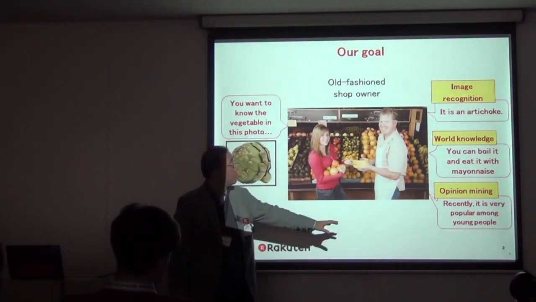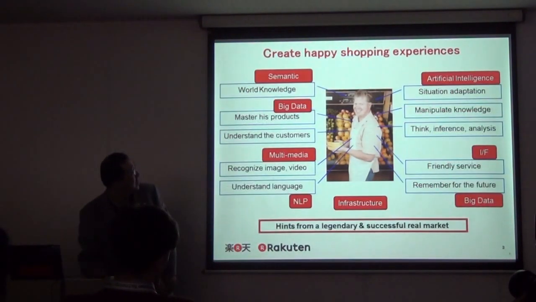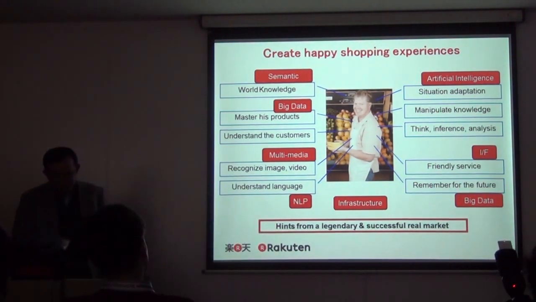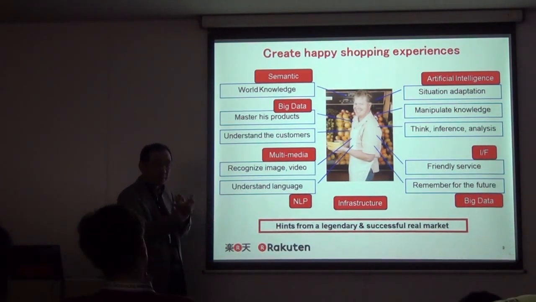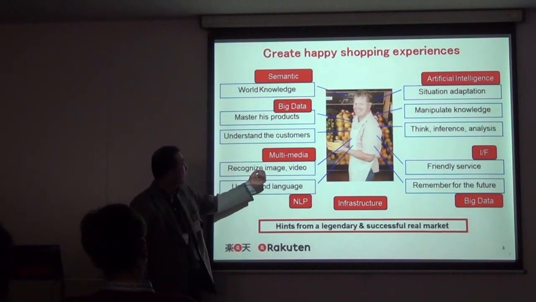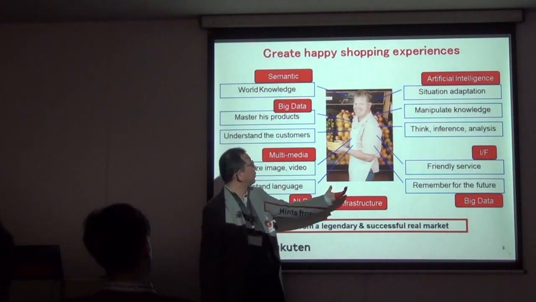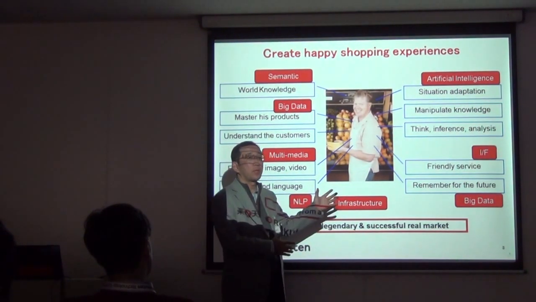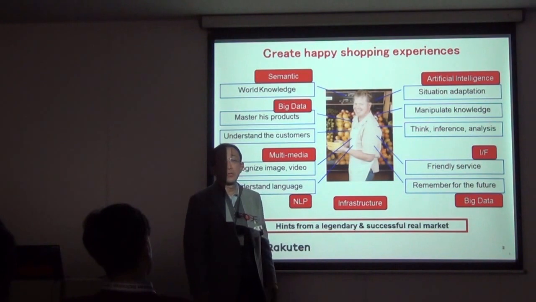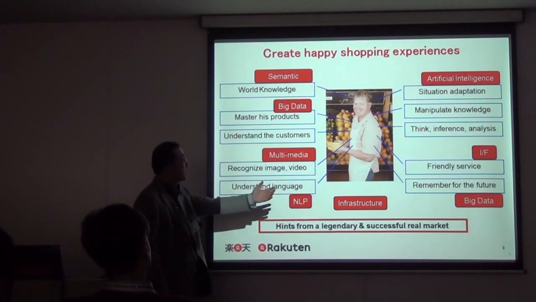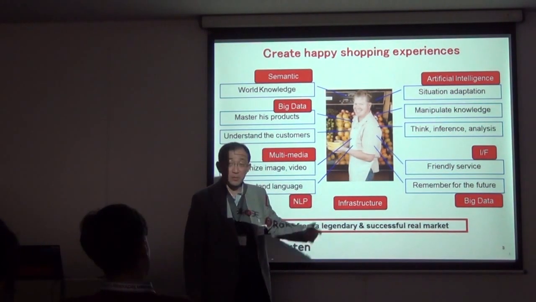But he's very smart. What kind of technology? We need lots of technology in order to make it. You have to understand language, have a conversation, recognize image and video, understand the customers and master his product. This is a big data kind of stuff. And the semantic: you have to have world knowledge. In general, this is artificial intelligence. So we want to create this guy, artificial intelligence for the shopping domain. That's our goal. Situation adaptation, manipulating knowledge, thinking or inference. These are the technologies, and also, of course, a friendly smile. So the interface is very important.